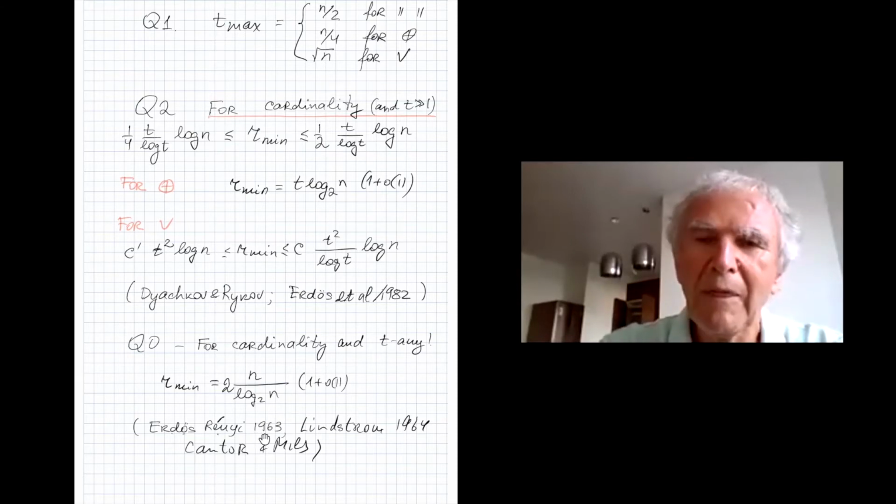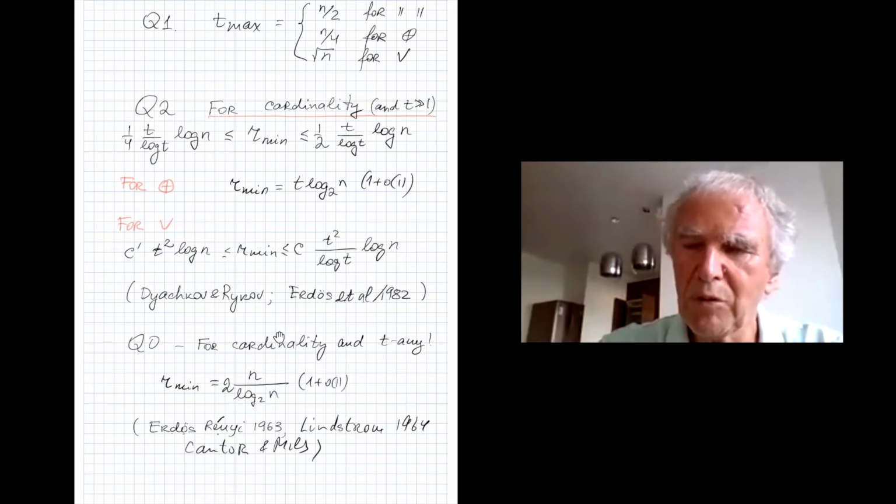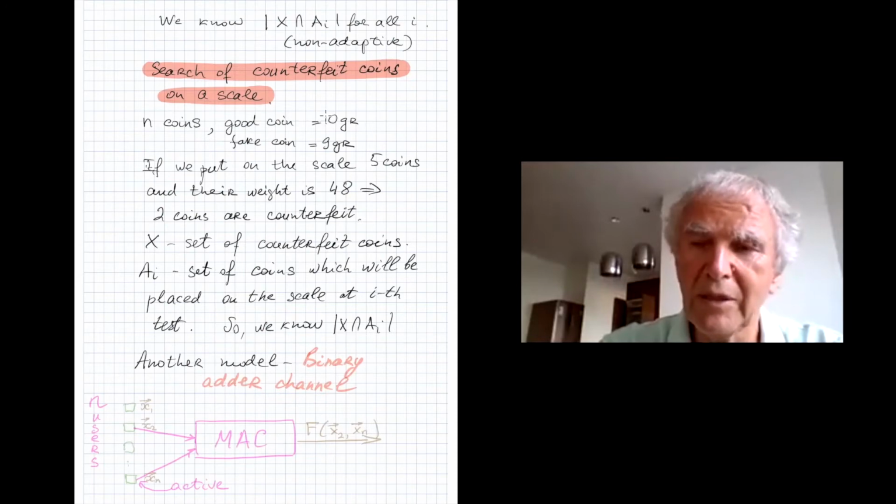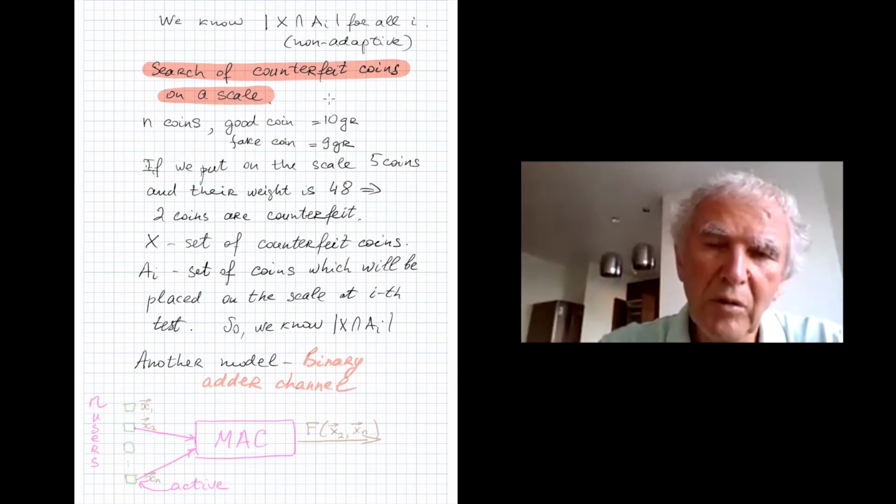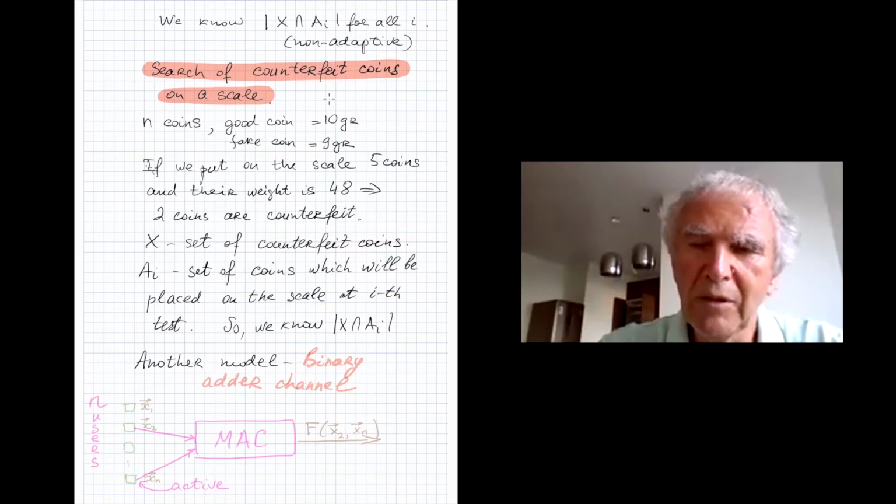And you have an exact scale. So if you put, say, 5 coins on the scale, you will know the exact weight of these 5 coins. And if it's 48, you know that there are 2 counterfeit coins. So this is a realization of this cardinality answer. And so the question is what we should put on our scale. What should be the best choice of these testing sets?